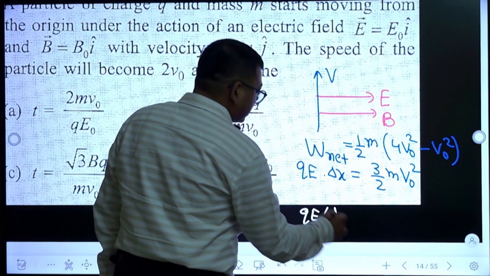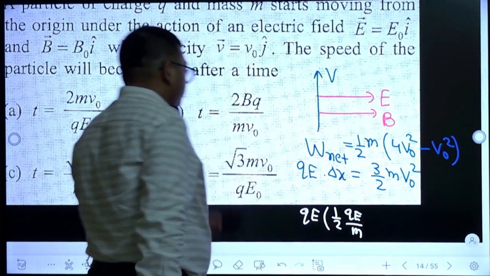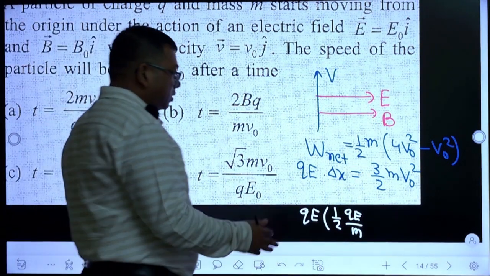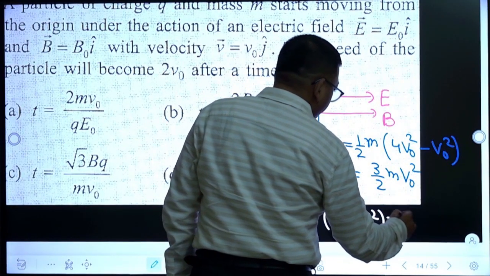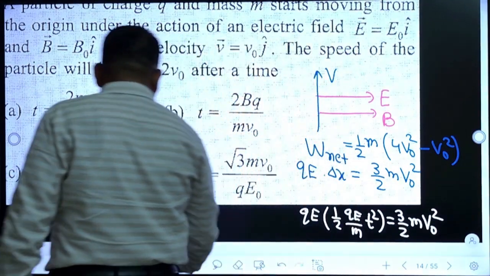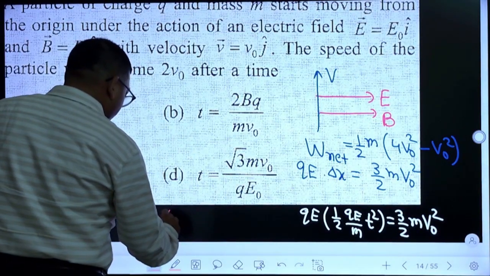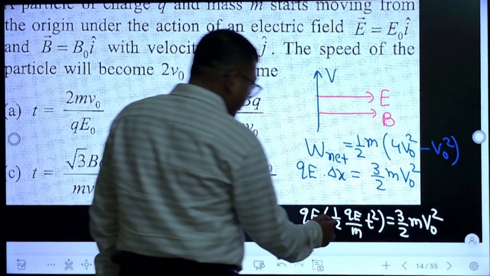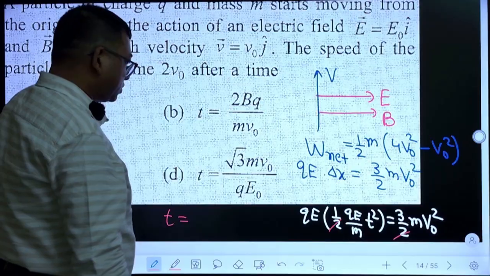So half acceleration, where acceleration is force by mass, times t squared. This is equal to 3 by 2 m v naught squared. Now from here we can calculate the time. Let us calculate the time from this equation. Time will be equal to what? This 2 will get cancelled, right? So time is m squared v naught squared.